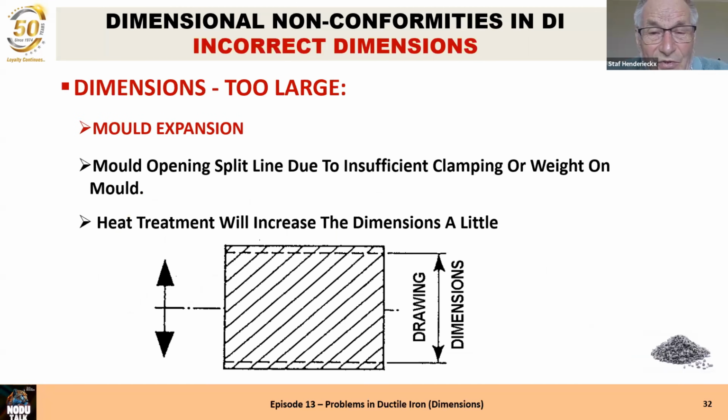Then the second one was the split line. If you have a split line that is opening a little bit, then we will have a higher dimension, and you can see that mostly in the height I have indicated here, but not in the length. In the height it will be bigger than we expect. And the heat treatment will also increase the dimensions a little bit, but then in all dimensions, as well in the length as in the height. So the split line is a very important thing in your foundry production.